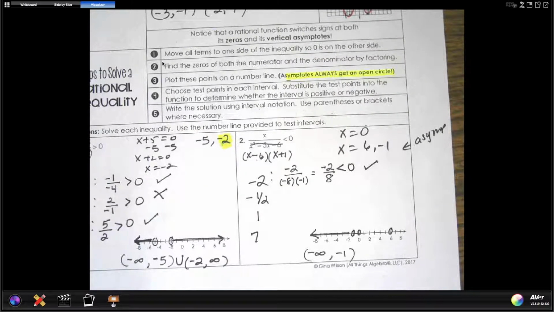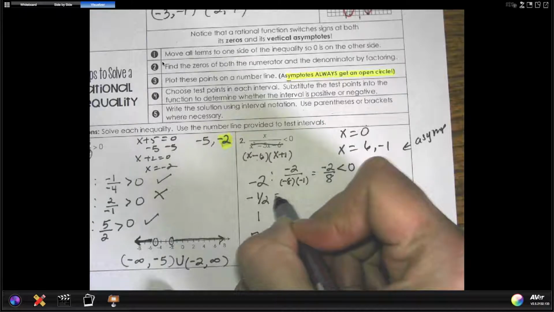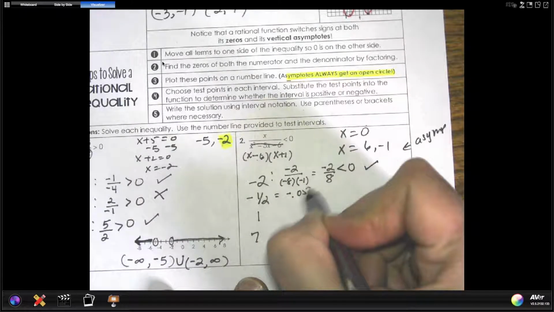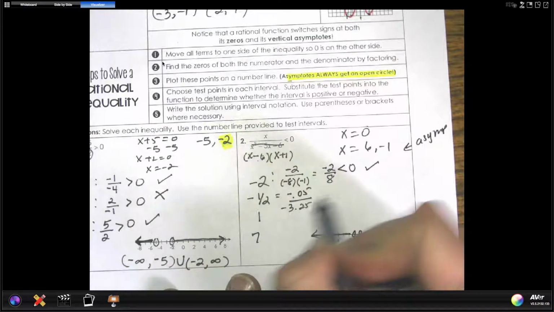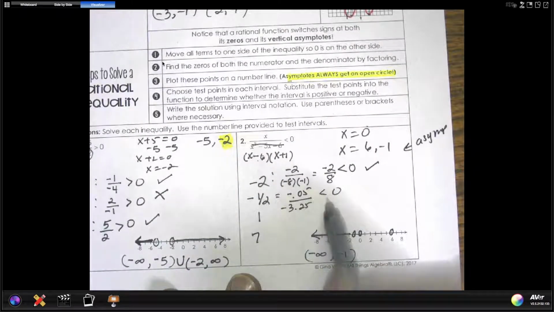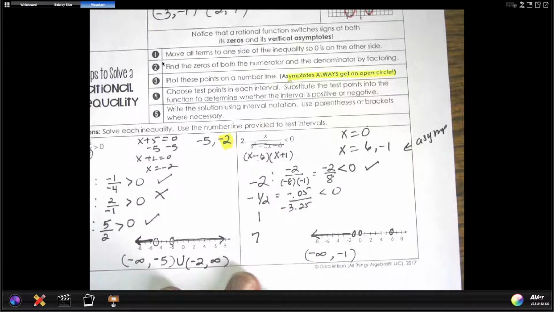Now, negative 0.5, to save time, I'm going to just tell you what the answer is. I would put negative 0.5 at the top. When I plug it in the bottom, you get negative 3.25. Well, two negatives make a positive. Is that less than 0? No.